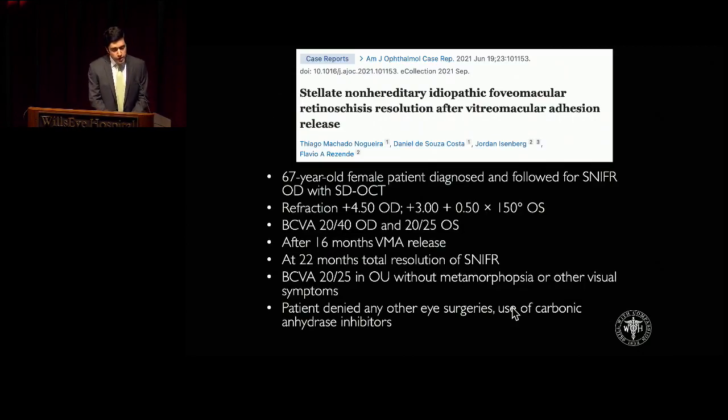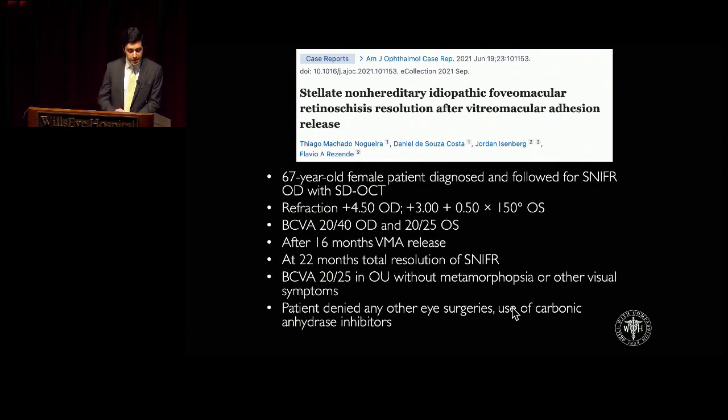I found a report of a patient with SNIFFER who, interestingly, had resolution of the schisis lesions after the vitreous had separated. This is a 67-year-old female with a diagnosis of SNIFFER based on spectral domain OCT with a hyperopic refraction, good visual acuity of 20/40 in the affected eye, and approximately 16 months after the initial diagnosis had a vitreomacular adhesion release, and about 22 months after the presentation had almost complete resolution of the schisis changes with improvement in visual acuity and the metamorphopsia symptoms.